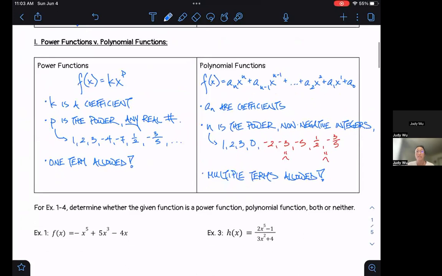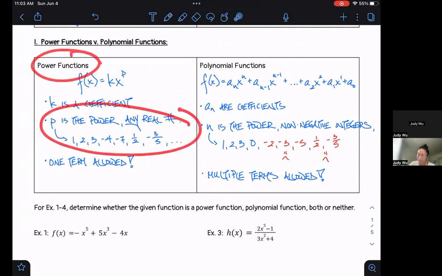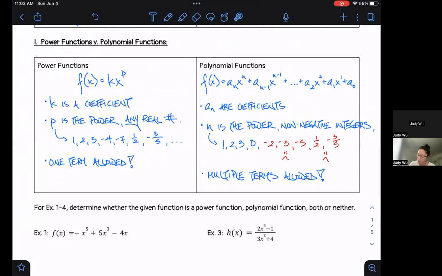All right, so we've got some similarities between them. We have some coefficients, we have some powers, but in the power function, you can have any real number be your power, but in a polynomial, you're limited to only certain numbers. We can't have the other numbers. And last difference, power functions have one term only, and polynomial functions can have multiple terms, all right?